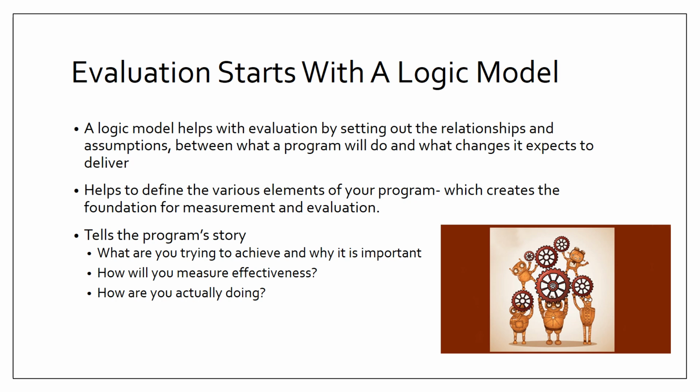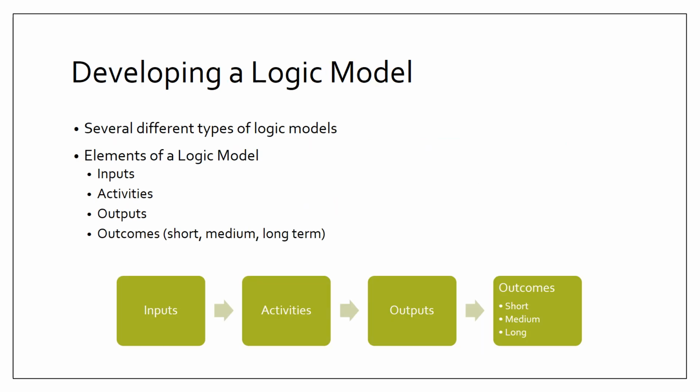Creating a logic model enables you to set out the program's story, detailing what you're trying to achieve and why it is important, how you will measure effectiveness, and how you are actually doing. There are several different types of logic models. However, I think this one is the most beneficial for grant writing. This model specifies four elements: the inputs, the activities, outputs, and outcomes.